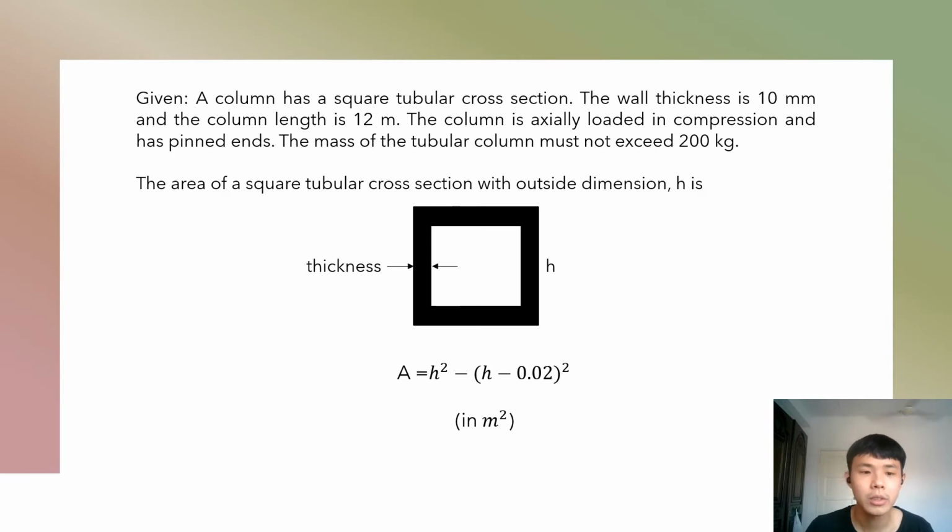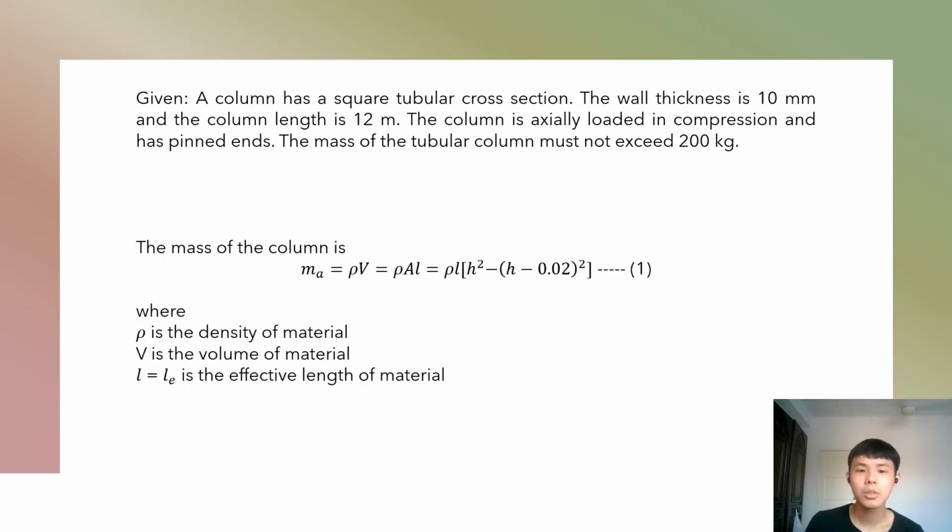First of all, we need to calculate the area of a square tubular cross section with outside dimension h. The area is equal to h squared minus (h minus 0.02) squared, in square meters. The reason for 0.02 is that the wall thickness here is 0.01 and here also 0.01, so the total is 0.02.